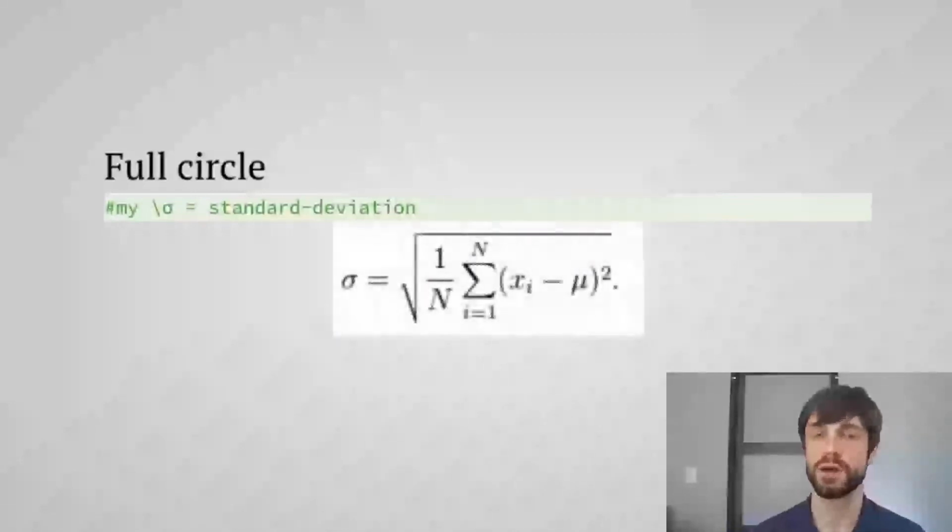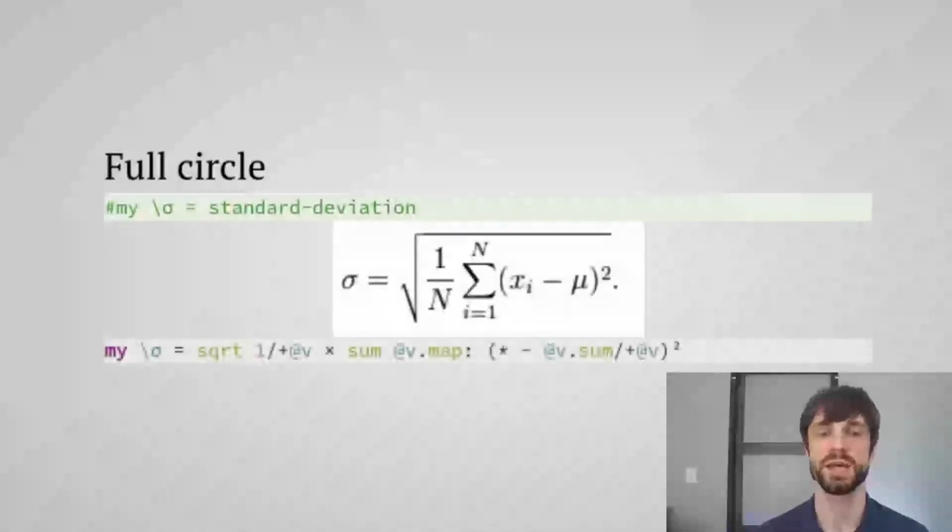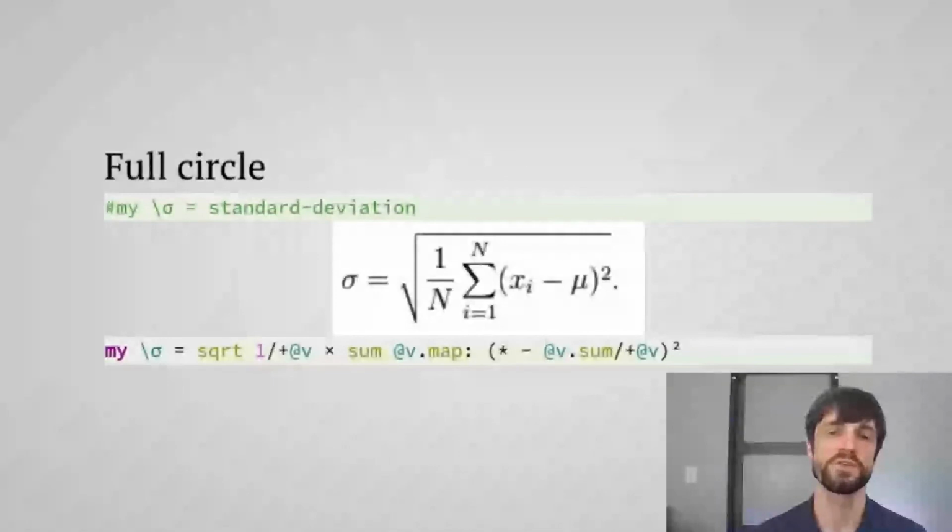So here's how a mathematician would write the standard deviation formula, and here's how we'd write the same thing in Raku. Standard deviation is equal to the square root of 1 over the number of elements in an array times the sum of all of the elements in that array modified by taking each element in the array and subtracting the average of the elements in that array, all squared. And to me, that reads pretty well.